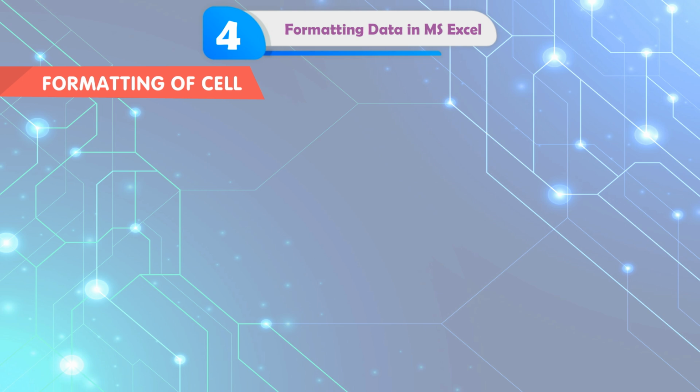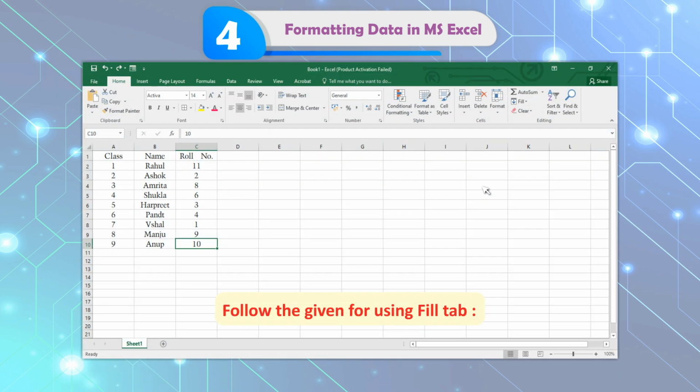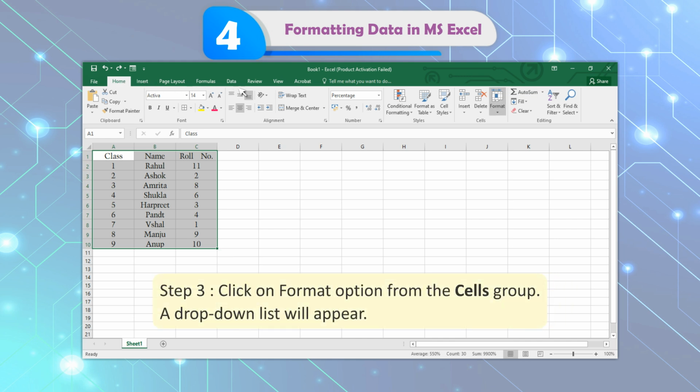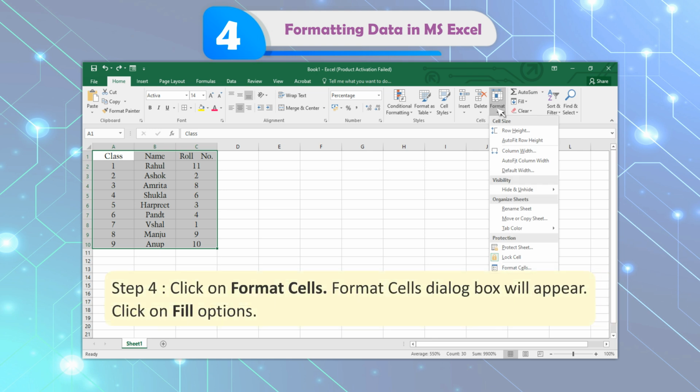Formatting of cell. Follow the given steps for using the Fill tab. Step 1. Select the cell or range of cells. Step 2. Click on the Home tab. Step 3. Click on the Format option from the Cells group. A drop-down list will appear. Step 4. Click on Format Cells. The Format Cells dialog box will appear.